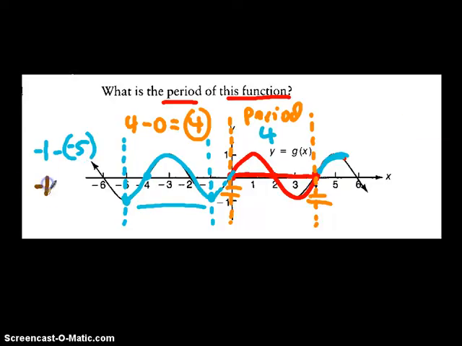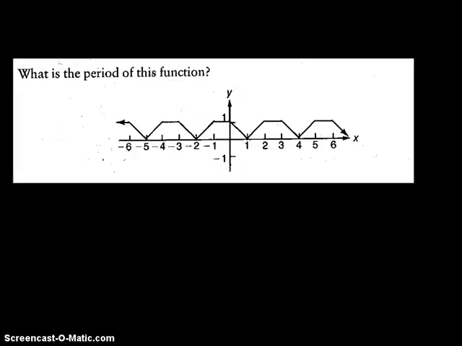Well, -1 plus 5 still gives you 4. So either way, you still have a period for it. So right now in this problem, take a minute, pause the video right now, and answer the question. The question is, what's the period of this function? So right now, go ahead and pause the video. So if you found the period of this function was 3, you're right.